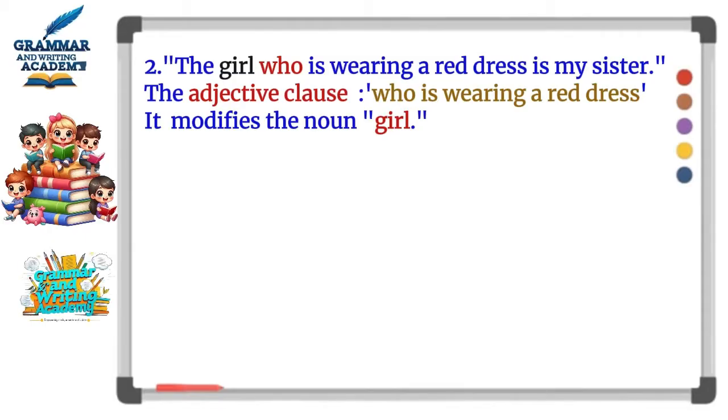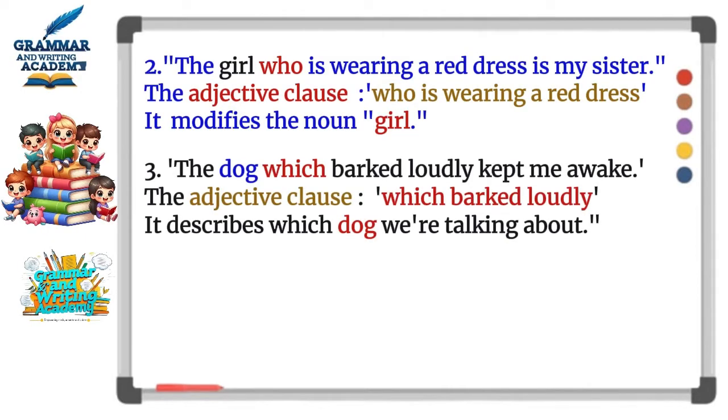One more example. 3. The dog which barked loudly kept me awake. In this sentence, we have the relative pronoun which, and it is followed by a clause. The adjective clause, which barked loudly, describes which dog we're talking about.